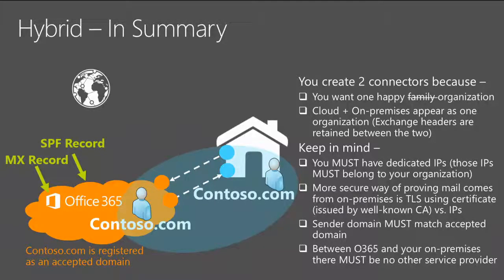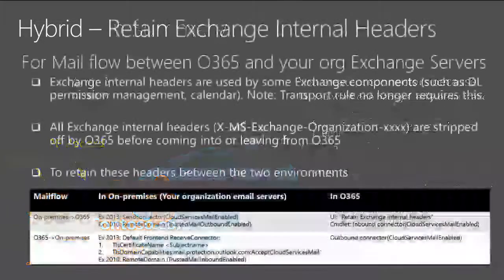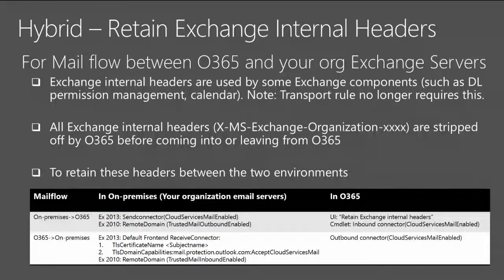The last thing I want to talk about is just this one slide, which has the instructions you need to follow in order to prevent those headers from being stripped. So it's not just setting up the connector, but also, on both your organization as well as in Office 365, you need to set some flags. And only if you set those flags will the X-MS-Exchange-Organization headers be preserved. Otherwise, they're always going to be stripped.